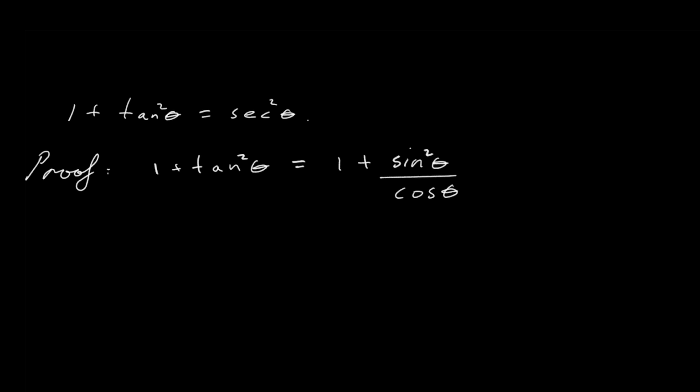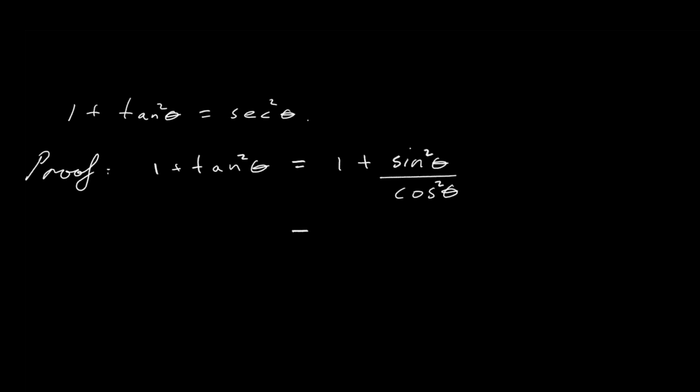Now we can rewrite the number 1 as any quantity over the same quantity. So we should choose a quantity over the same quantity that allows us to have a common denominator.